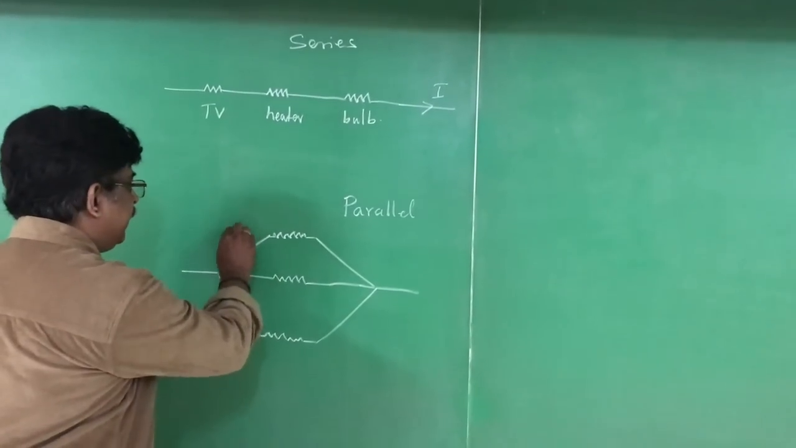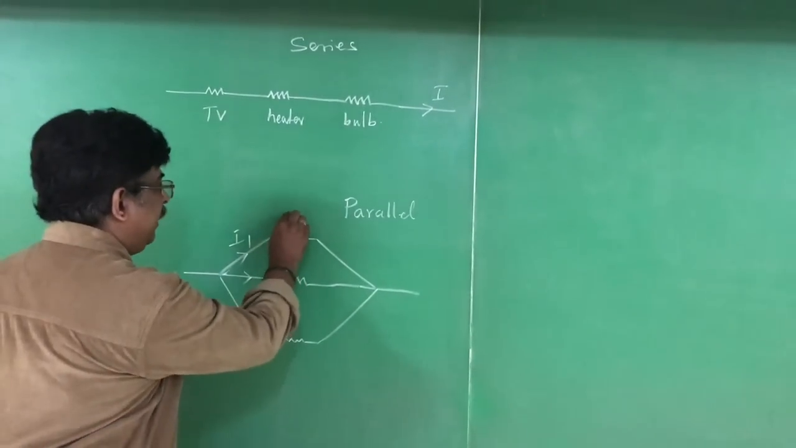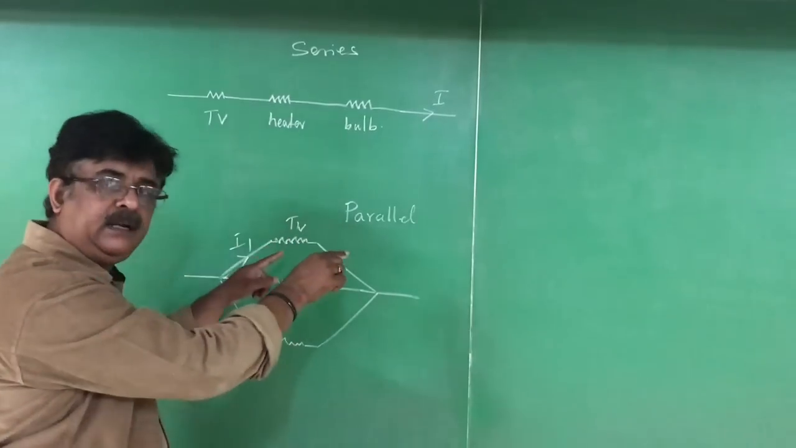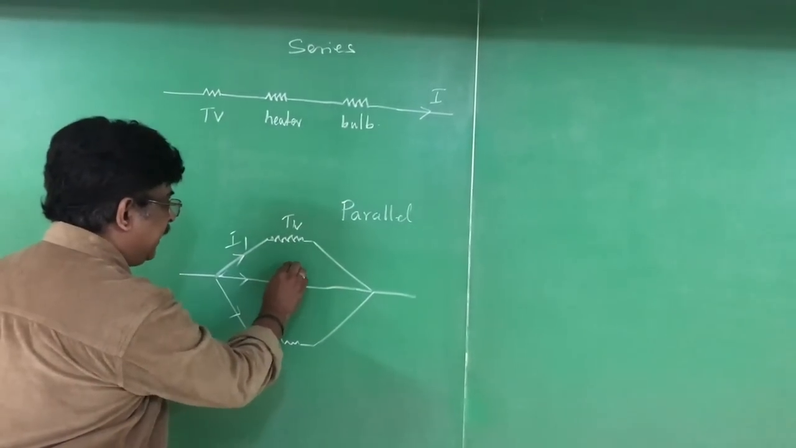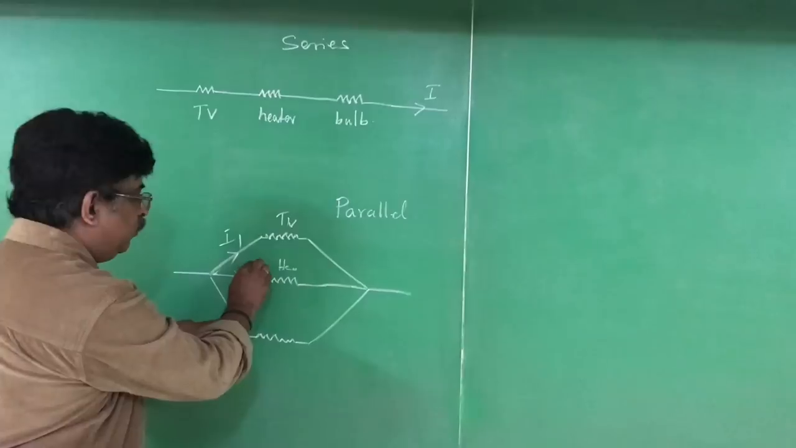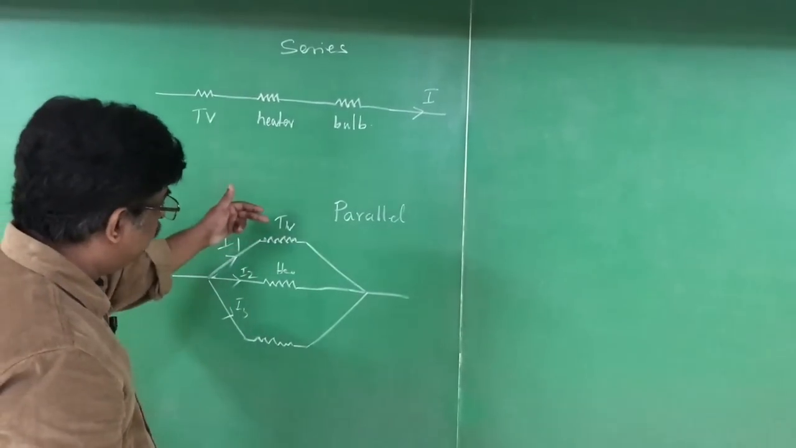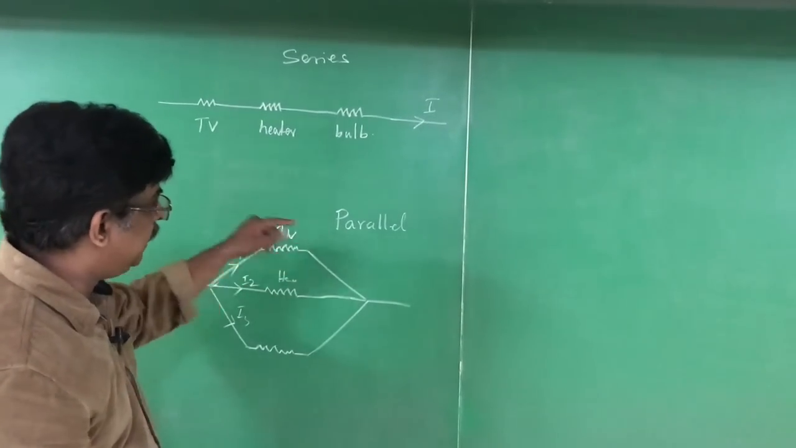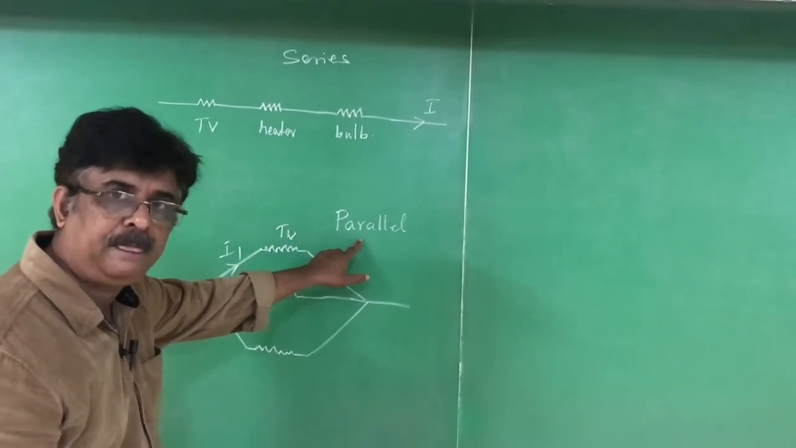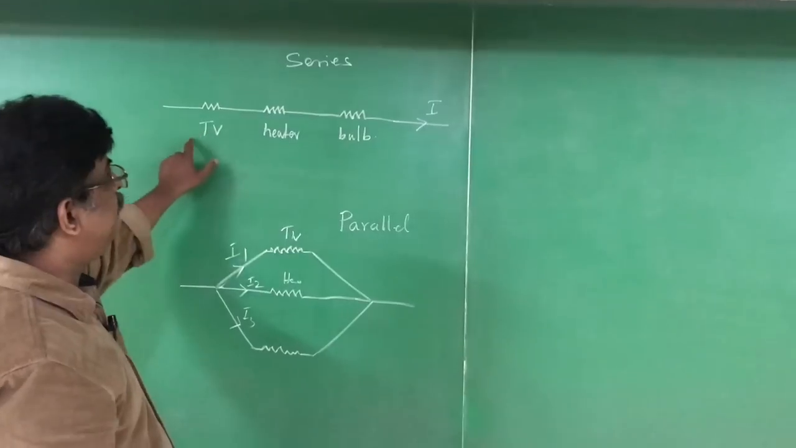Here the current is I1. Suppose this is the TV. The TV takes some amount of current, and this is the heater. The heater takes a different amount of current, that is I2. The bulb takes I3. Therefore, for domestic purposes, we always connect the electrical gadgets in parallel. We can't use series.